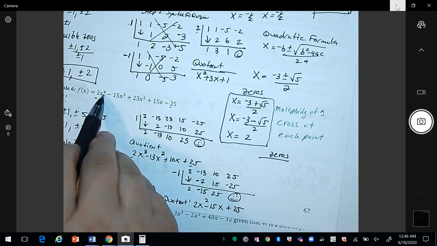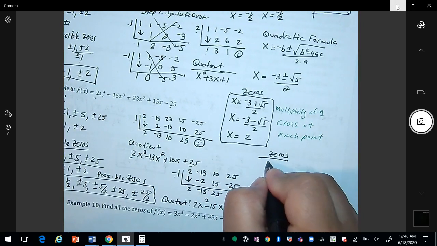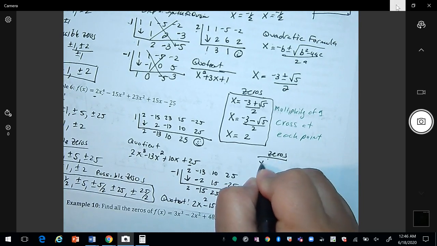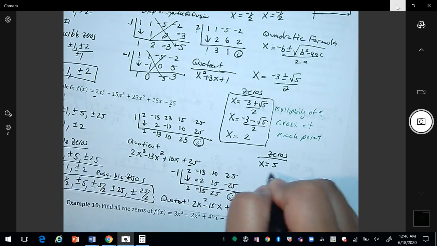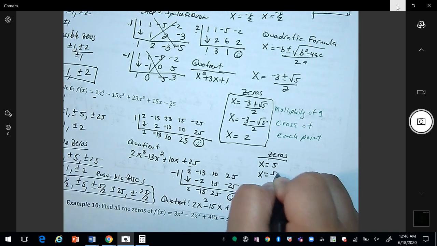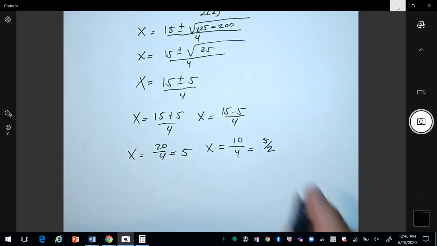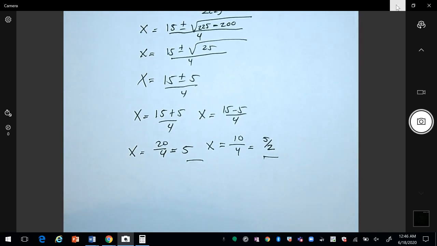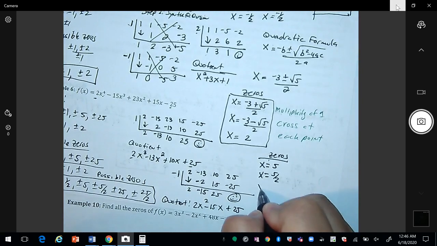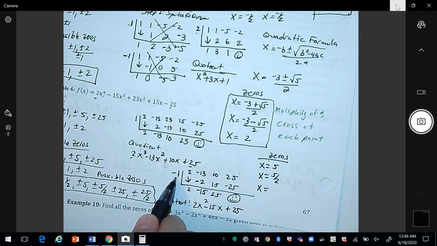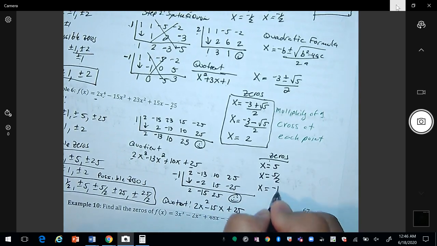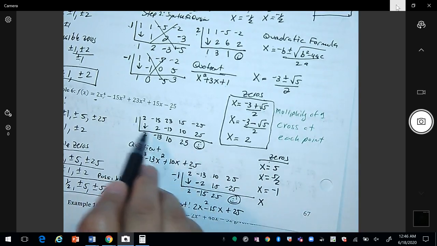So my zeros for this problem, we should have 4 because the degree is 4. So one zero was x equals 5. The other is x equals 5 halves. And I got those from here. Then we had x equals negative 1 since I got 0. And x equals 1 since I got 0.